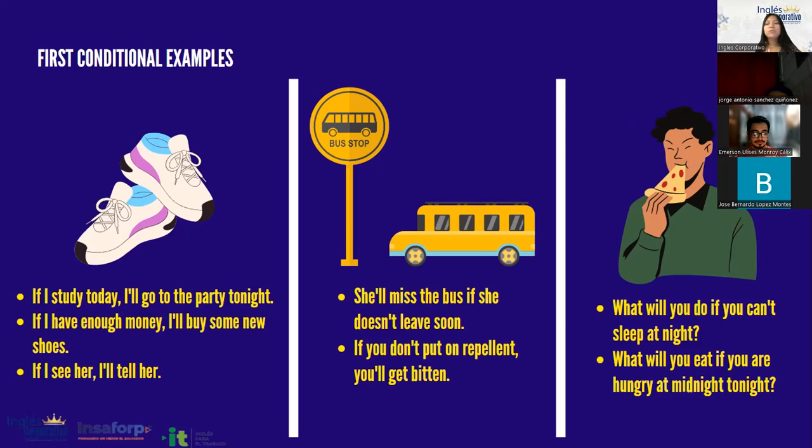Okay, guys. So those are examples, okay? If I study today, I will go to the party tonight. So si yo estudio el día de ahora, iré a la fiesta esta noche. If I have enough money, I will buy some new shoes. Si yo tengo dinero, compraré nuevos zapatos. If I see her, I'll tell her. Si yo la veo, le diré.